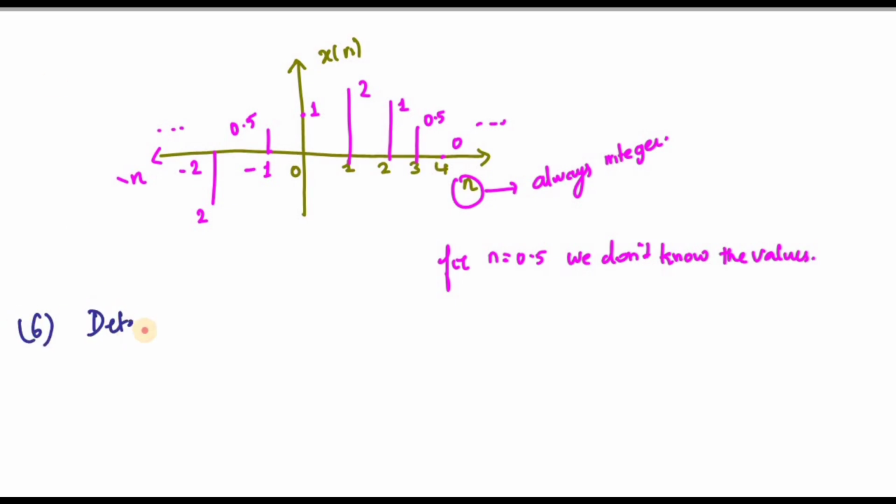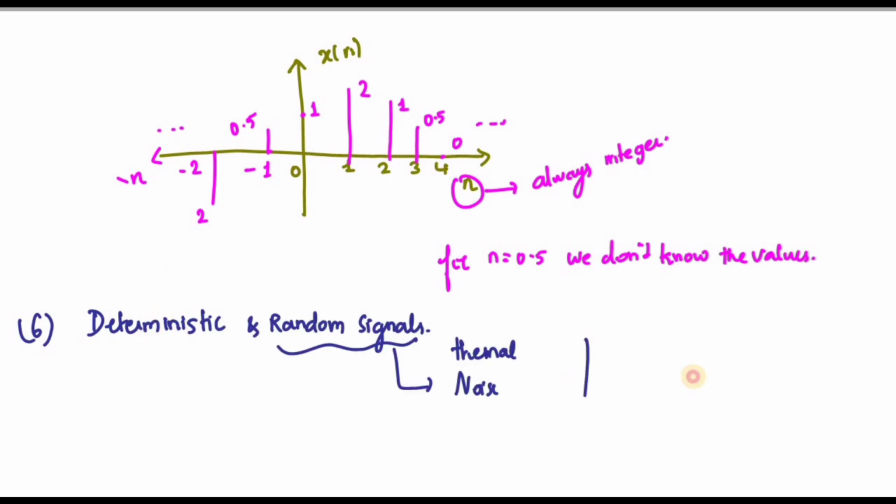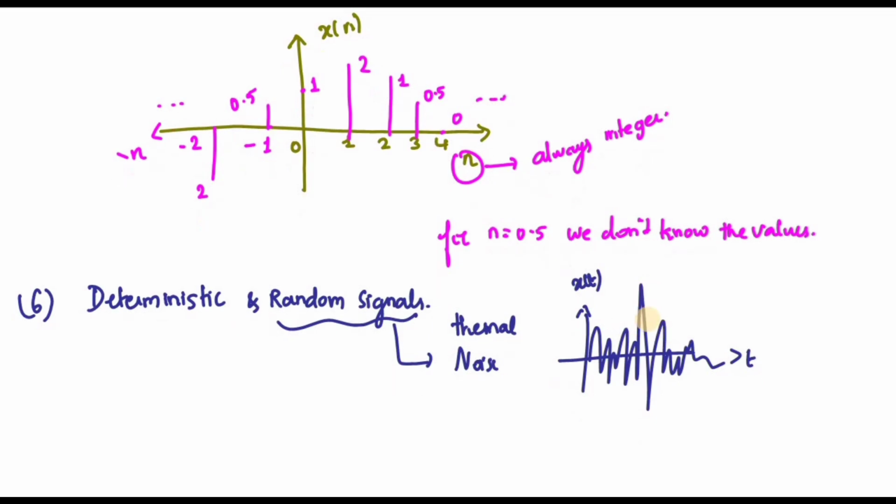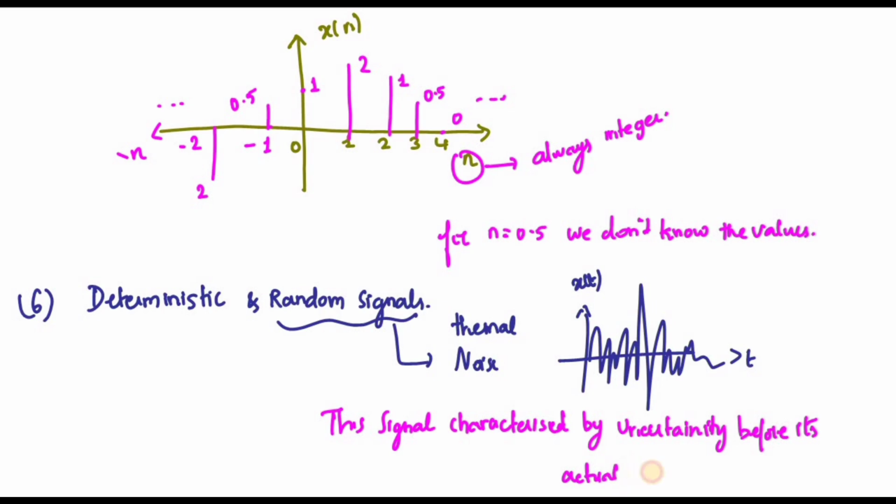The sixth one is deterministic and random signals. So what is generally a random signal? It is nothing but a signal whose value is uncertain. If you see noise, we can't predict the value at any instant of time t. So this is how the signal is. I can't predict the values with the help of a mathematical equation.